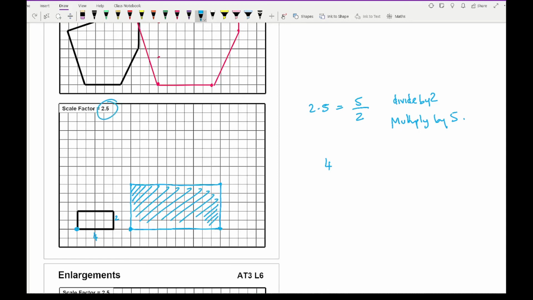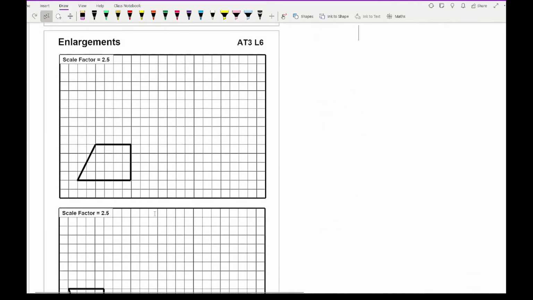So I strongly recommend, if you had 2.5, convert that, so it becomes 5 over 2. 3.5 would be 7 over 2. So what I'll do is divide each length by 2 and then multiply by 7, and that will give me my dimensions. So looking at the next two, and these are the last two, let's just quickly do these.